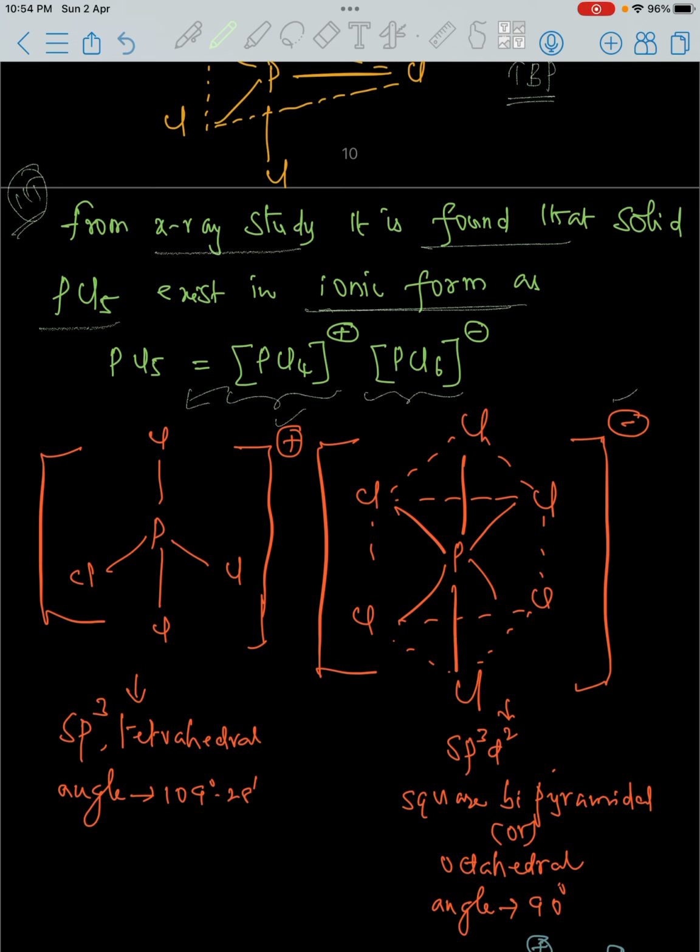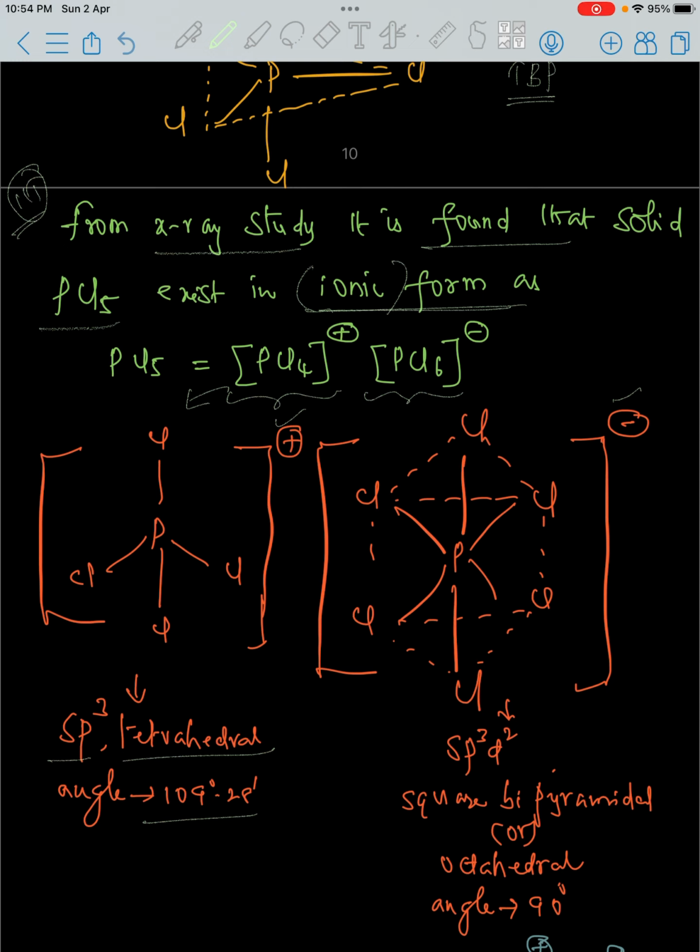In PCl6, there is a negative charge. Positive and negative both are present, that's why it has ionic character. This is the ionic form. In this PCl4, the hybridization of phosphorus is sp3 and the shape is tetrahedral. The angle, if you observe, is 109 degrees 28 minutes.